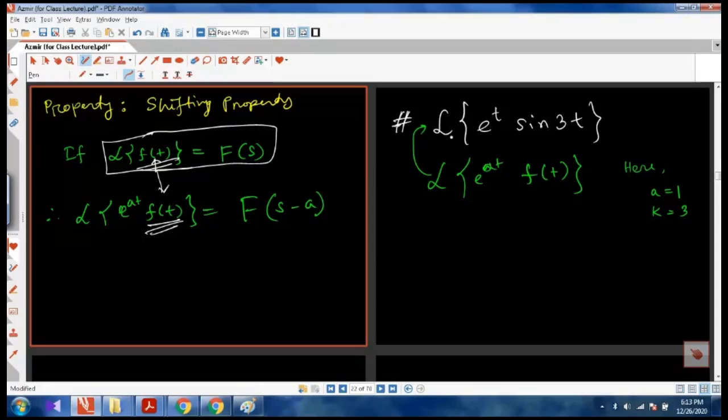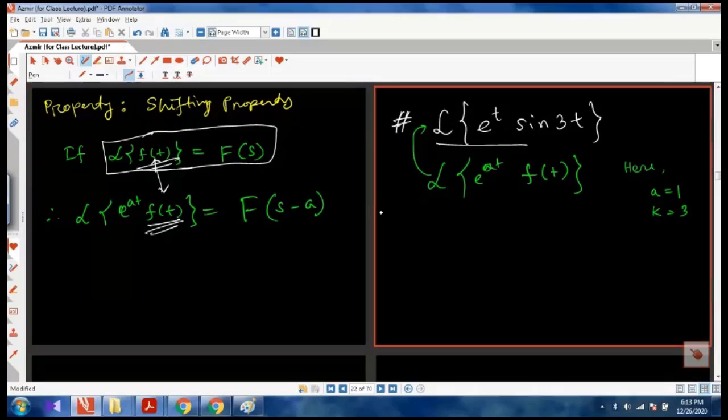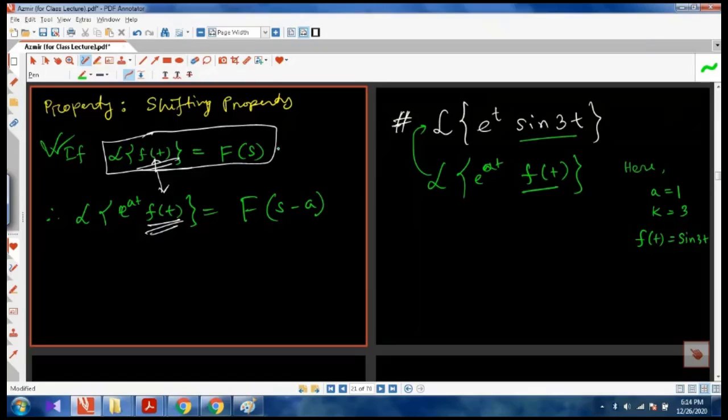Here, comparing this given question with the property, what is f of t? Let's also write the information. F of t is which one? Sine 3t, right? Yes. So the shifting property is telling us to first find the Laplace transformation of f of t.